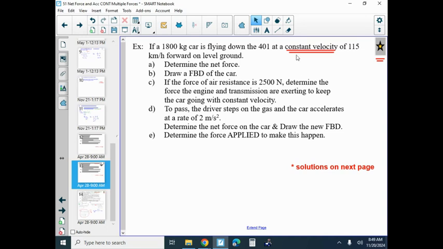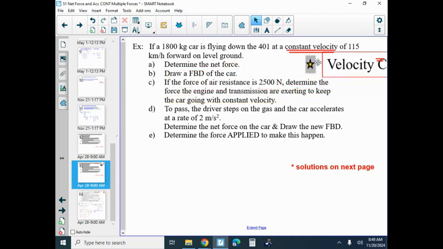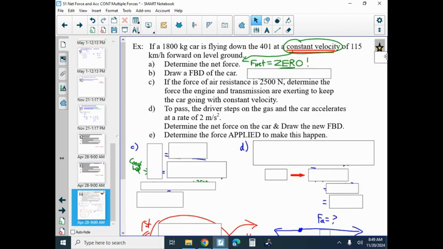So the big thing here, of course, notice that it says constant velocity, and we have this constant velocity, F net equals 0 from that previous lesson, right? So we have the net force is 0, of course, which a lot of people have problems with.